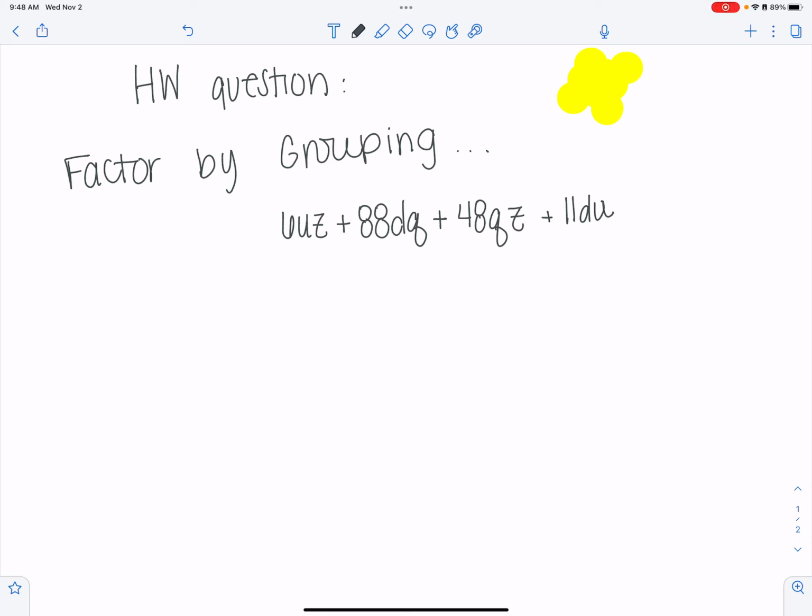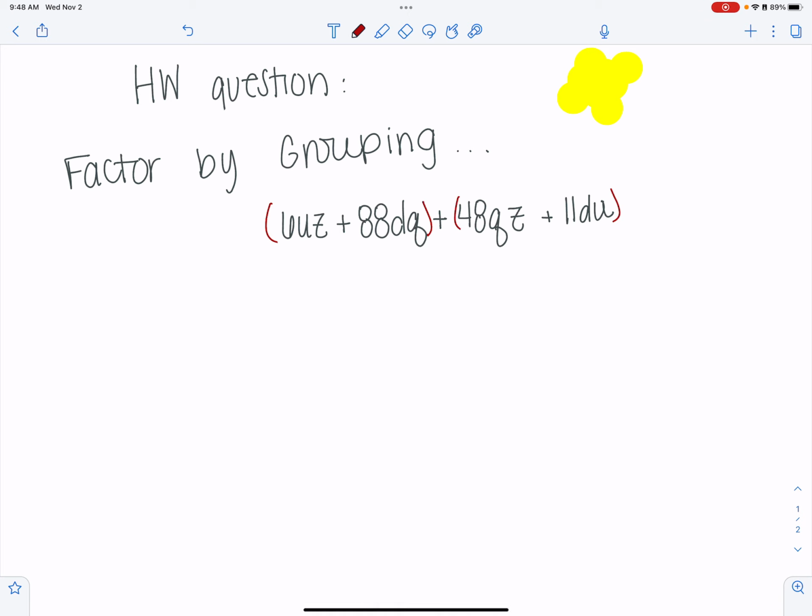Hey guys, so here is a homework question coming out of chapter 13.1 with the factor by grouping. It's a really weird problem because you have to do a little bit of algebra before factor by grouping. So if I were to look at this problem just at first glance, I went to do factor by grouping. Step 1, I would group up the first terms. Step 2, I'd group up the second term.